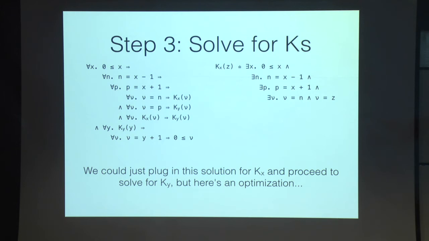But that solution's already rather large. And if we plug it in and solve for ky, all of that stuff will end up in ky as well, and it'll be even larger. So I'll first introduce our key optimization to make this smaller so that it's more practical to work with.